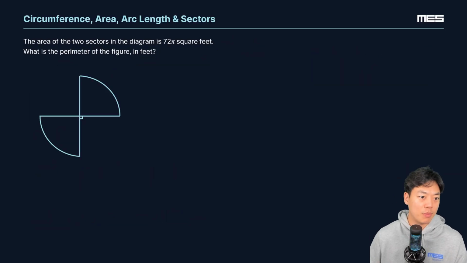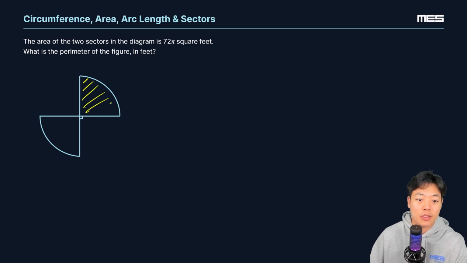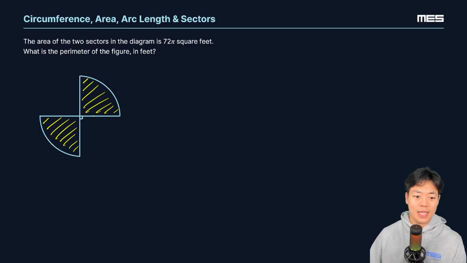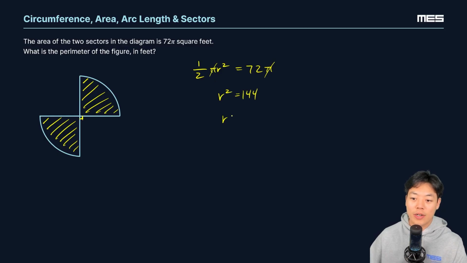So let's try some practice problems. The area of the two sectors in the diagram is 72 pi square feet. So the area of these sectors, this one and this one right here, added together will give us 72 pi square feet. Now we're given this right angle, meaning that all of these are right angles. So what we actually have here is a semicircle. So half the area of the entire circle will be equal to 72 pi. The pi's cancel, multiply both sides by 2. R is equal to 12.